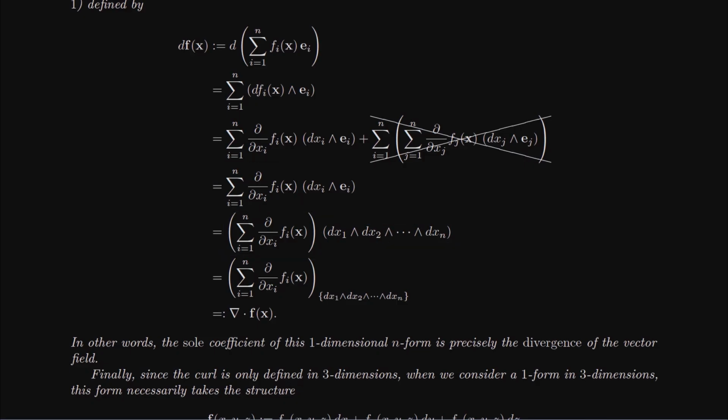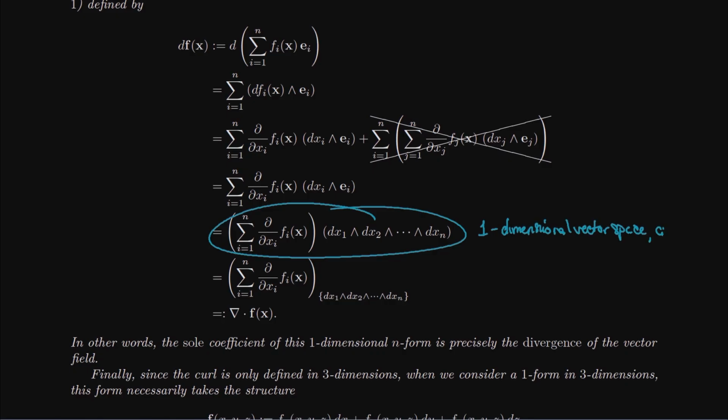And so what you get here is actually in a one-dimensional vector space. And the sole coefficient in that space happens to be precisely the sum of all the partial derivatives of each entry of f individually. That's exactly the divergence. The sole coefficient is the divergence.